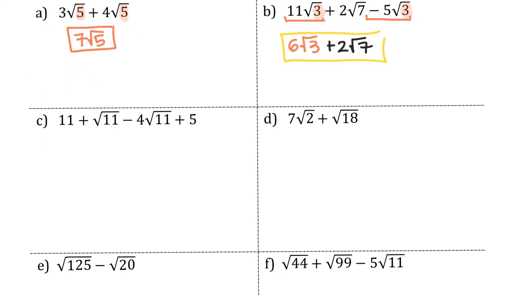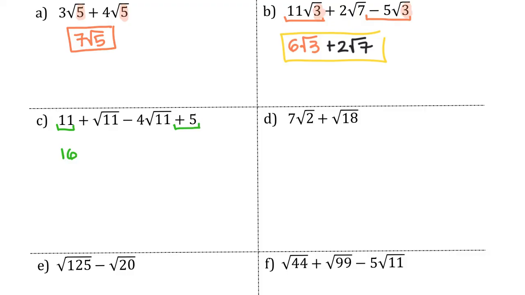Okay, let's go ahead and look at C. Let me look at the first term. 11 is rational. It doesn't even have a radicand. So let's see if there are any other terms that don't have a radical. Square root 11, 4 square root 11. There's a plus 5 at the end. So I can do 11 plus 5 since they're both rational. I'm going to get 16.